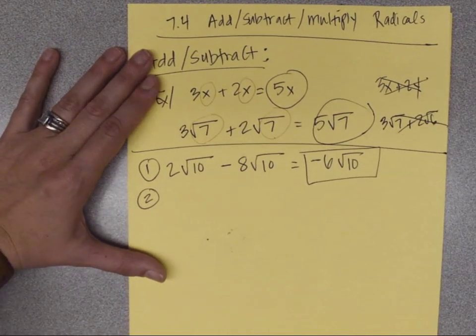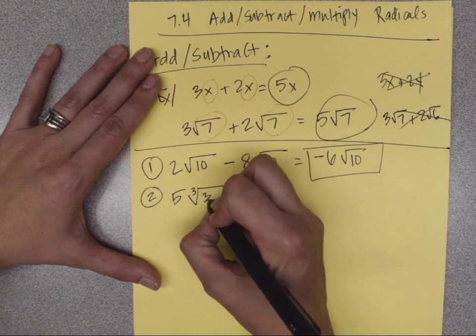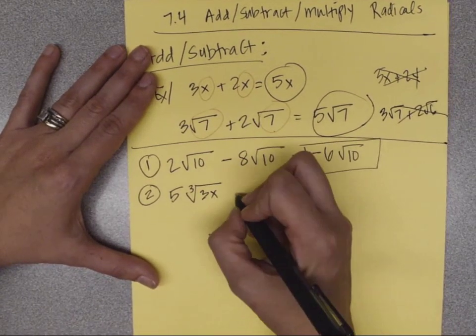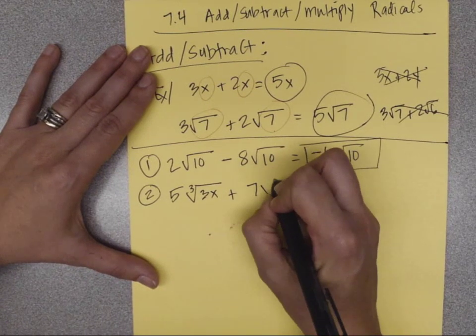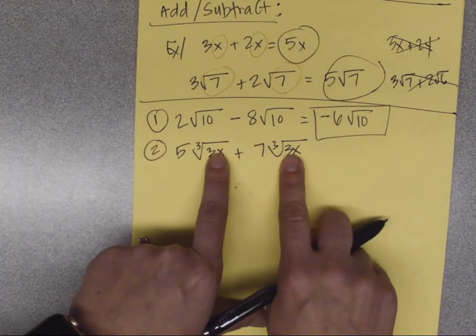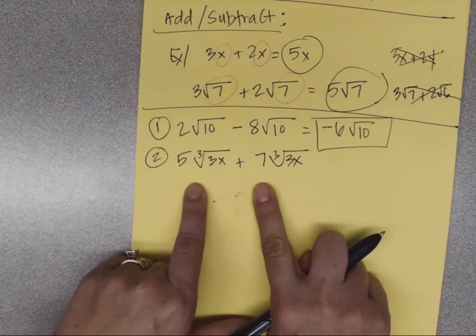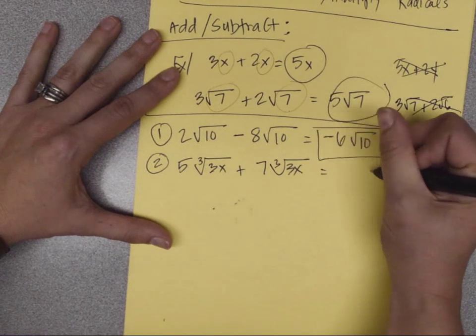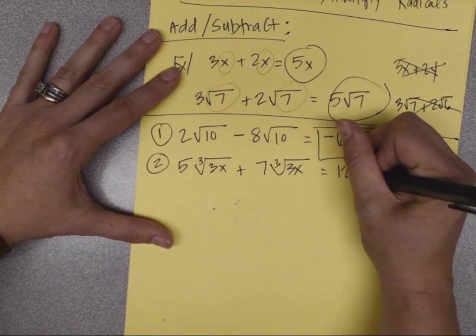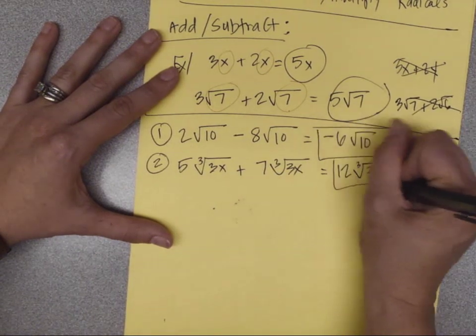If I had the problem 5 times the cube root of 3x plus 7 times the cube root of 3x. They both have the same radical, the cube root of 3x, so I can just add the numbers on the outside. 5 plus 7 is 12, and so my answer would be 12 times the cube root of 3x.